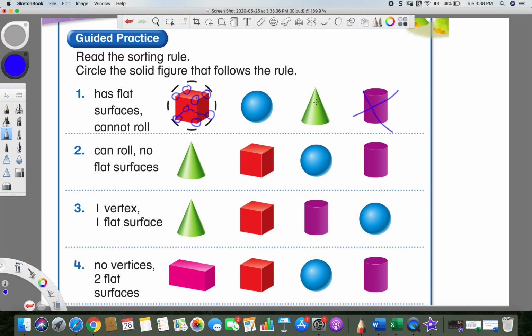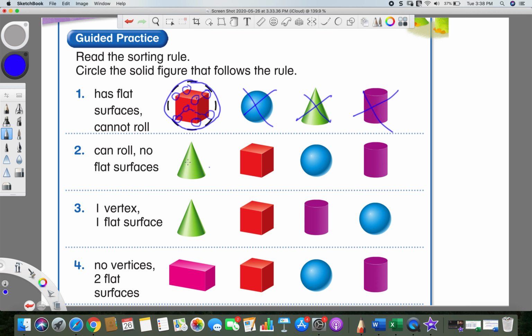What about this cone? Yeah, it has a flat surface on the bottom, but if you lay it down, it's going to roll around. So it can't be that. And with this sphere, it has no flat surfaces at all, and all it does is roll around all the time, so it definitely can't be this. So that means it has to be this cube. What we did was sort out all these shapes and found the one we needed. That's all we're doing today. We're sorting out shapes. How fun is that?